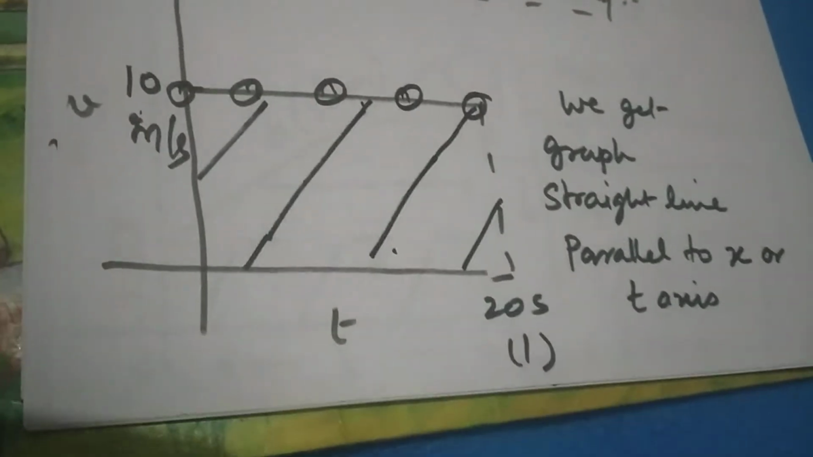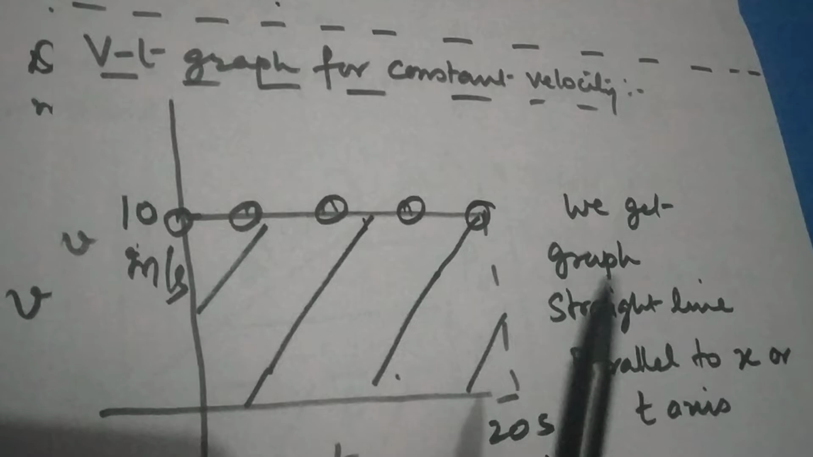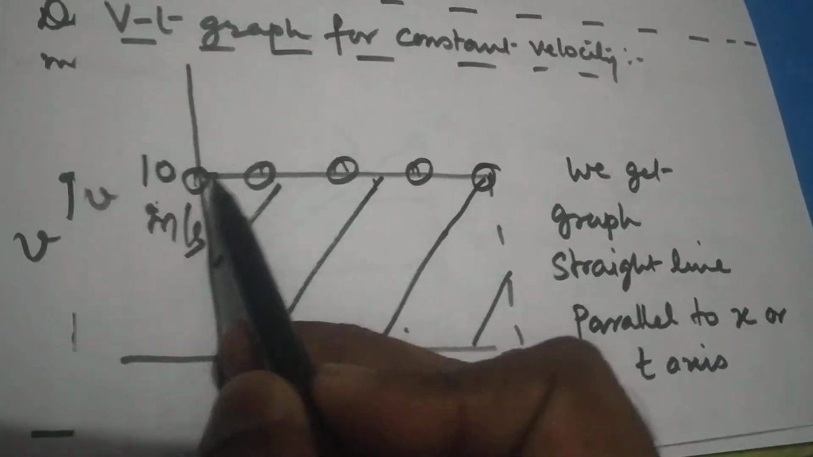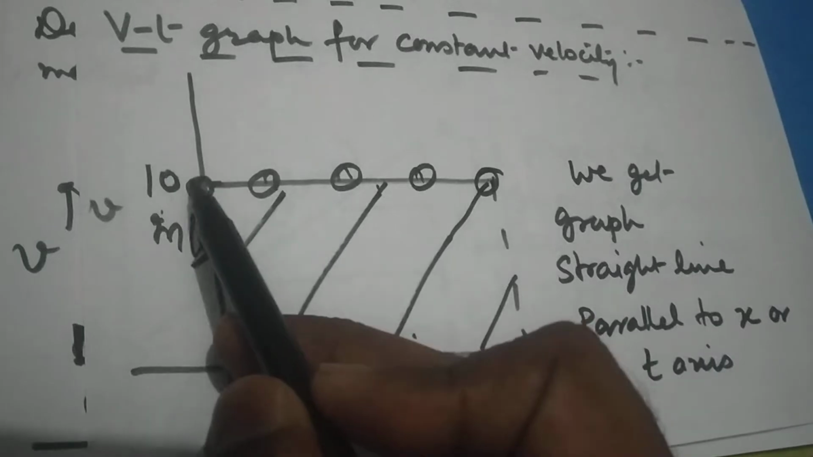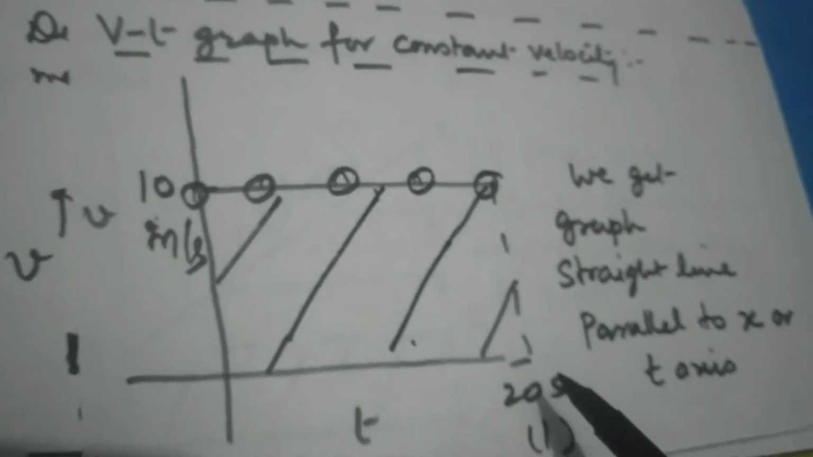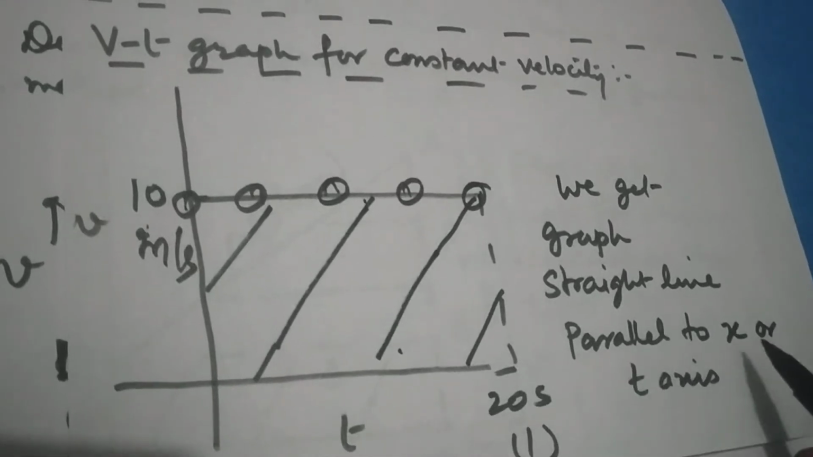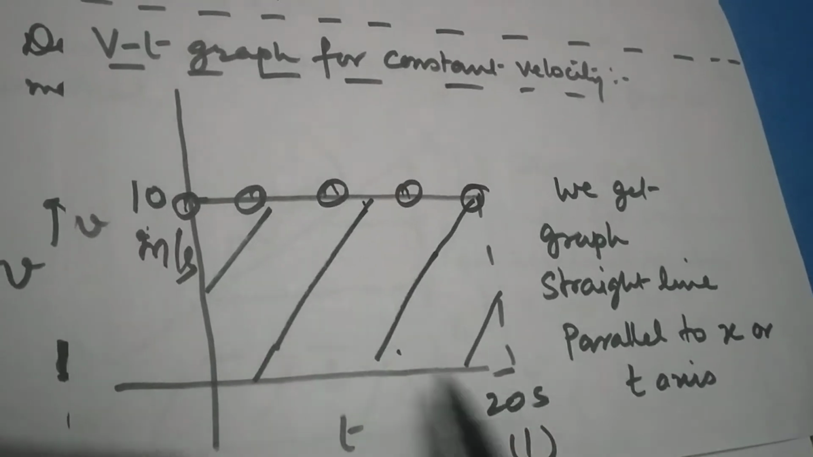In this graph, V and T are taken in the same way: V is again on the y-axis and time is always on the x-axis. The body remains at the same speed, 10, 10, 10, 10, 10, with time. So if you join them, we get a straight line, parallel to the time axis or x-axis. So if you make a V-T graph for a constant velocity, we get a straight line again, but parallel to the time axis. You have to mention this: the straight line is parallel to the time axis.